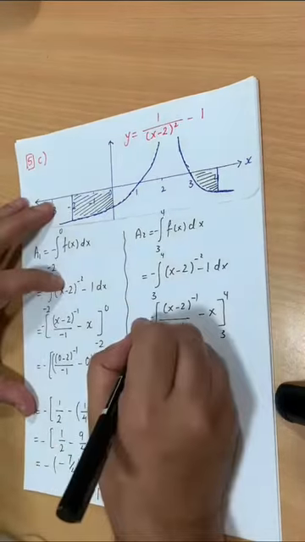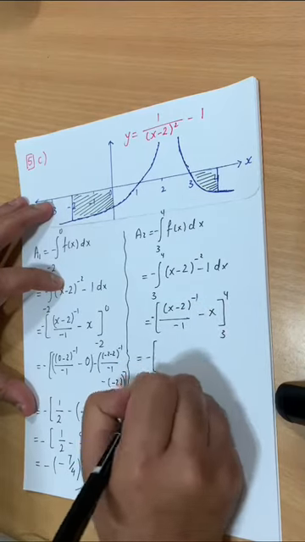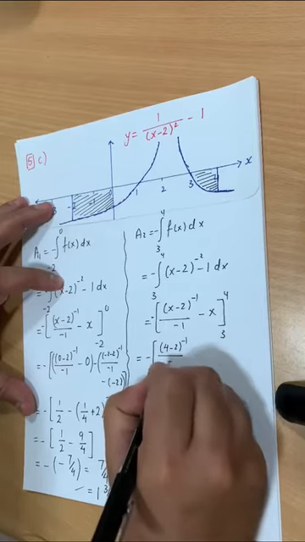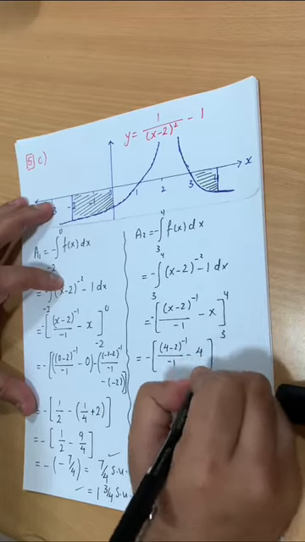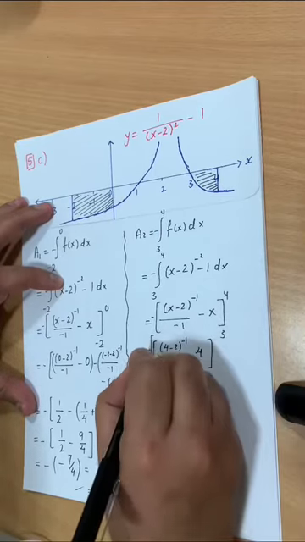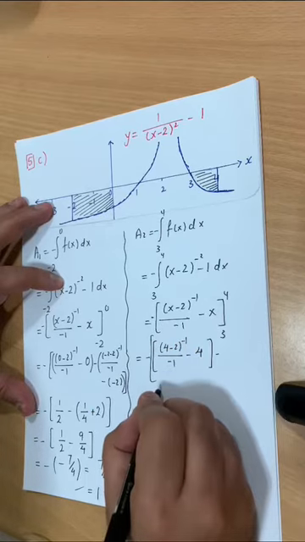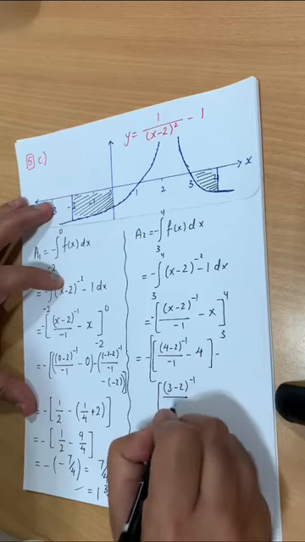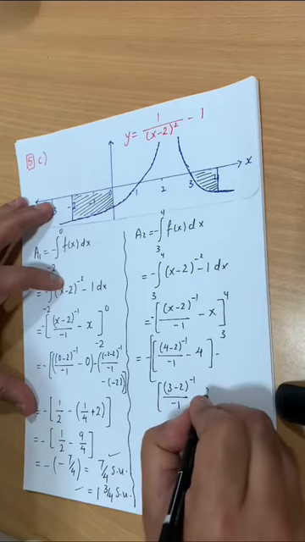For this part, remember you have a negative sign outside. So let's replace 4 first. 4 minus 2, power of negative 1 over negative 1, minus 4. Then minus, using 3. 3 minus 2, power of negative 1 over negative 1, minus 3.